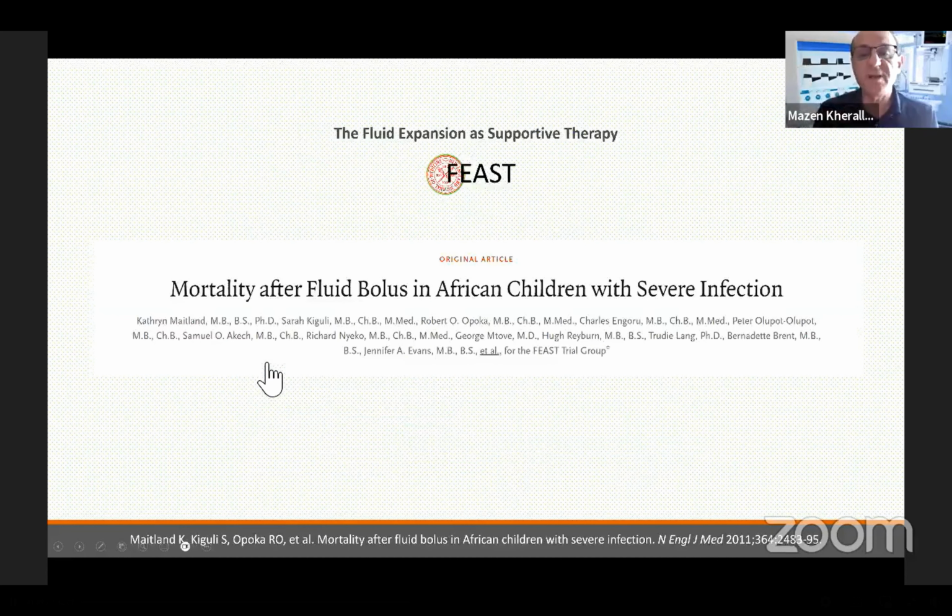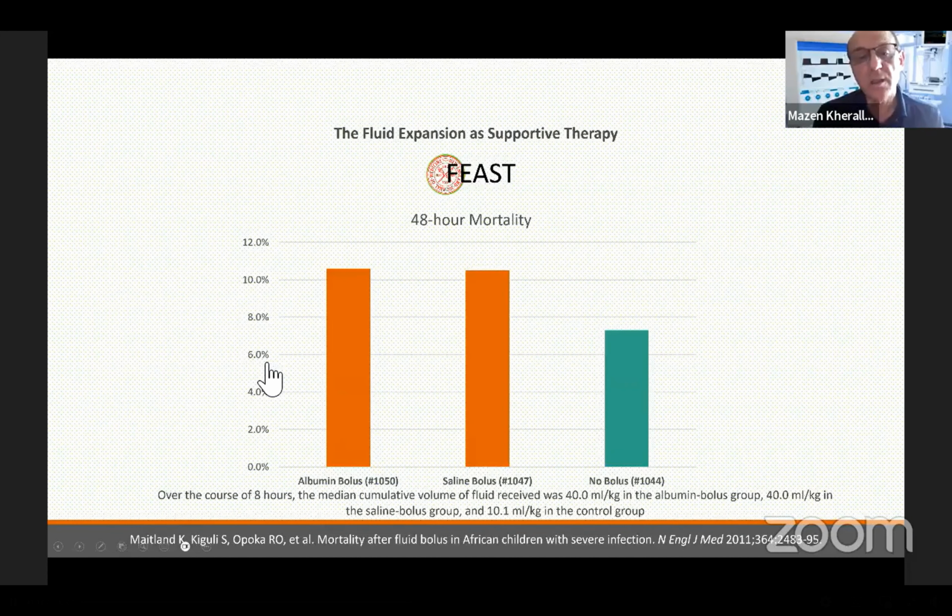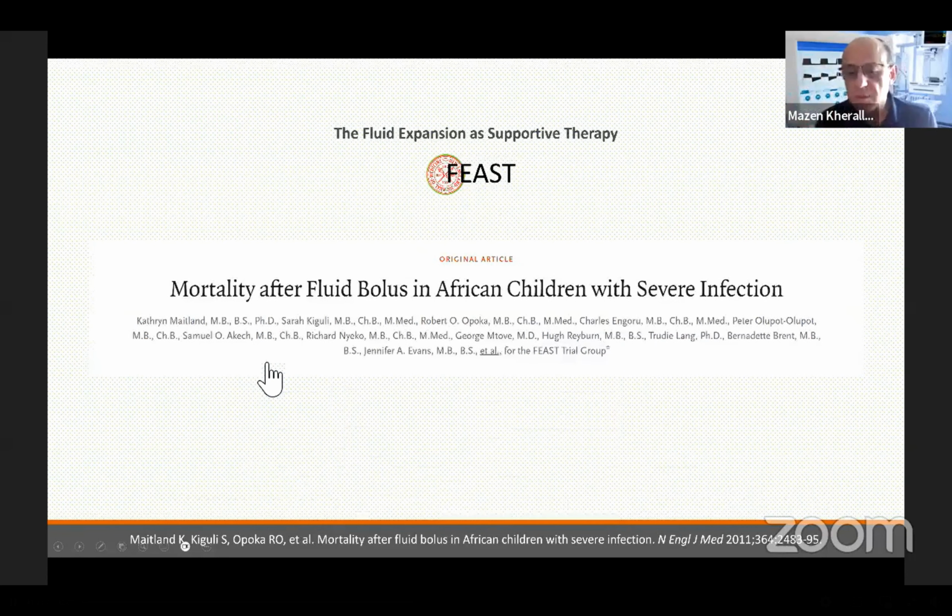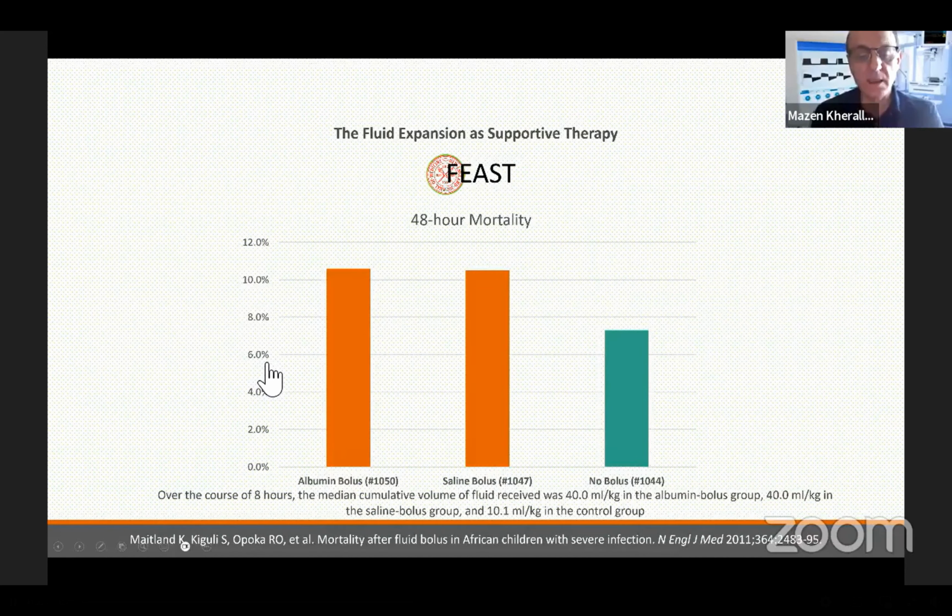But I'm going to mention a very interesting study here, and this is in Africa in children with severe infection. What they did with those patients, I think there are, how many patients? Maybe I don't have the number here, but around 400 patients, if I'm not mistaken. They divided them into 3 groups: fluid bolus, whether it's albumin or saline, and no bolus. They ended up with the no bolus group getting on average 10 ml per kg, but in the bolus group around 40 ml per kg. Look at the mortality. It was better if you did not give bolus.